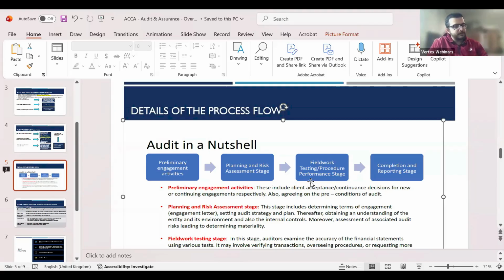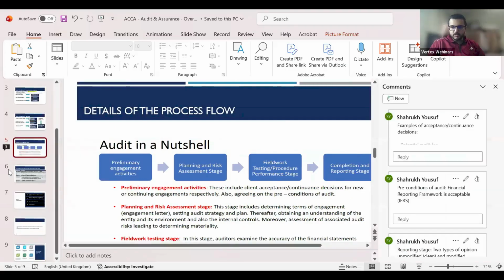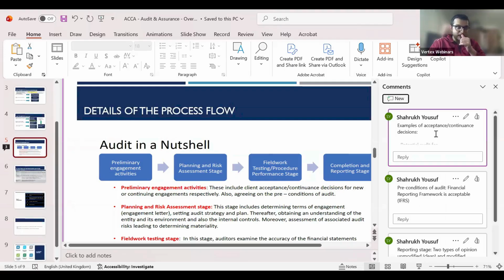So what's client continuance decisions? Is there anything else that we need to know about preliminary engagement activities? Yes. So let me show you over here. Examples of client continuance and acceptance decisions. Say you come across a new client. You have not audited the client before.